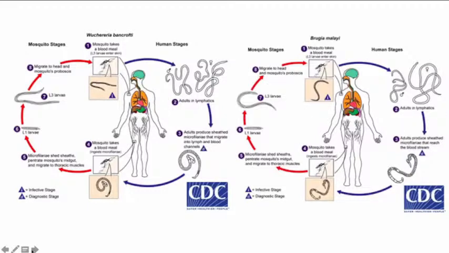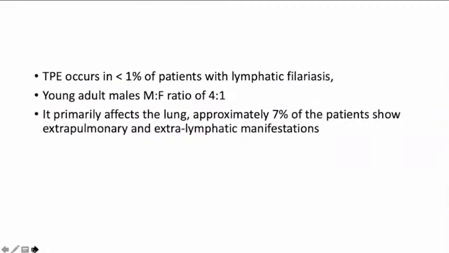filariasis. So TPE occurs in less than 1% of patients with lymphatic filariasis, and it's predominantly a male disease. The male to female ratio is 4:1. It primarily affects the lungs. Approximately 7% of the patients show extrapulmonary and extralymphatic manifestations. We'll talk about this, mainly hepatomegaly and splenomegaly, but it primarily affects the lung.